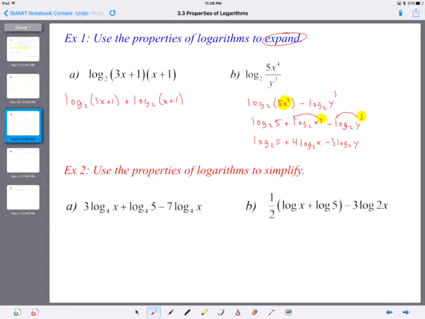So that's once again really just working on the properties, and we're going to do the same thing on example 2, but we're going to kind of go the other way. We're going to use the properties. Instead of expanding, they're already expanded out, and we're going to simplify. And this is really where we'll start to use this idea to solve equations.